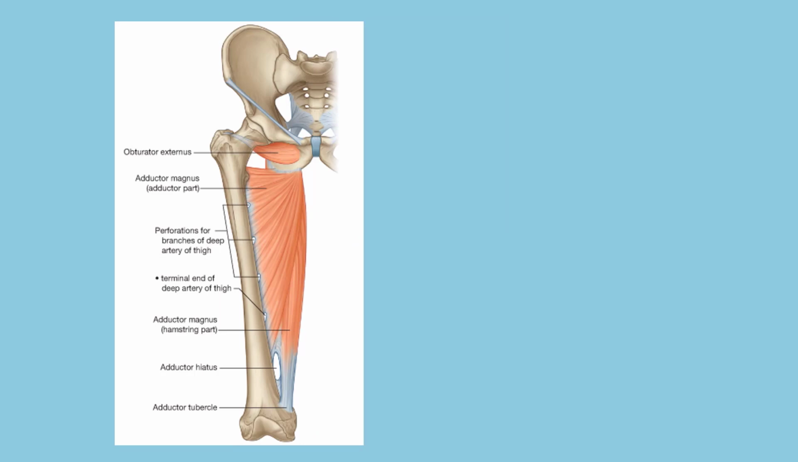This is anterior view of only adductor magnus. Horizontal fibers, adductor part; vertical fibers, hamstring part. The insertion extends all along the line of linea aspera. Hamstring part inserts on adductor tubercle. The two separate muscles, adductor and hamstring part, are here shown by adductor hiatus. This is a gap in the insertion line of adductor magnus.